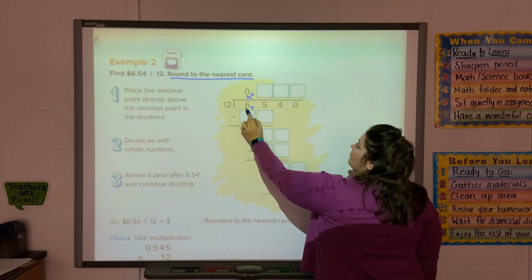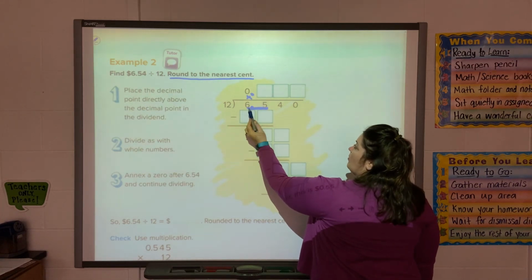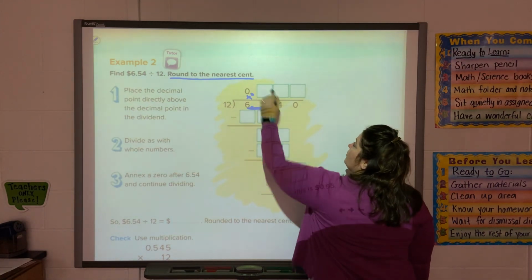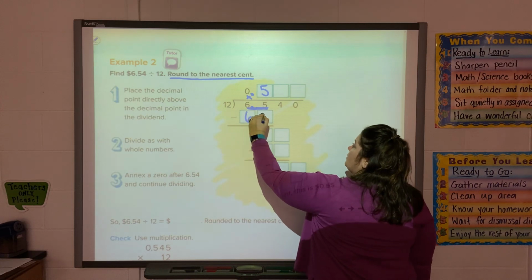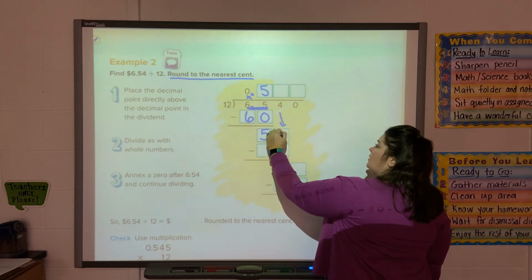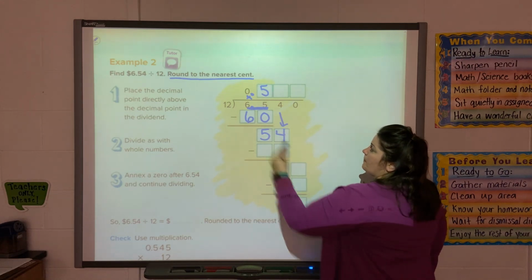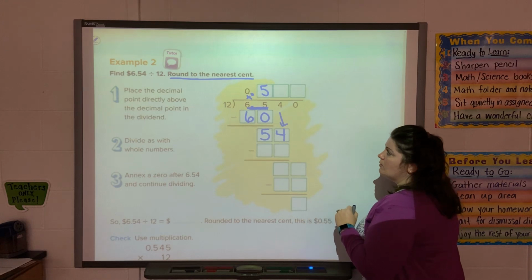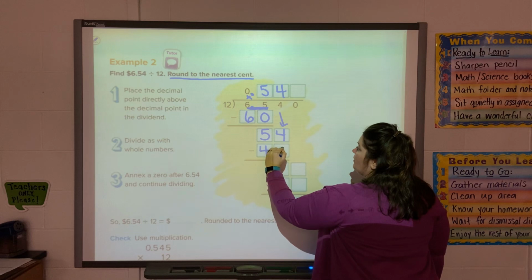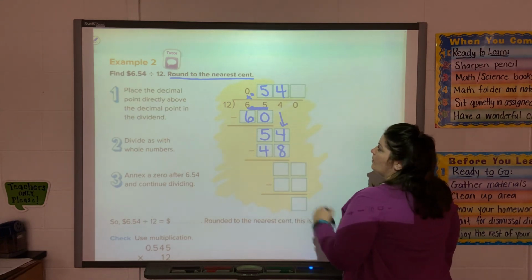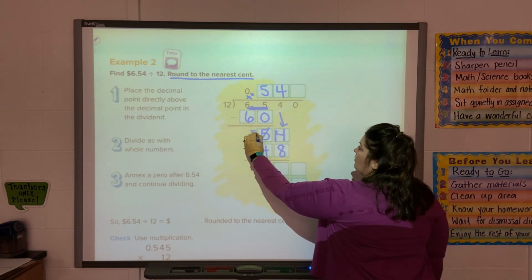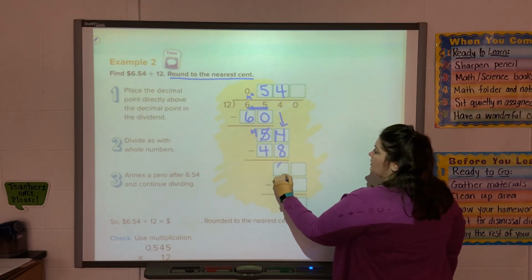How many 12's come out of 65? Remember, we're ignoring that decimal point at this time. 12 can come out of 65 5 times, which is 60. 65 minus 60 is 5. Bring down your 4. How many 12's come out of 54? That would be 4, because 4 times 12 is 48. 54 minus 48, don't forget to borrow. 14 minus 8 is 6.